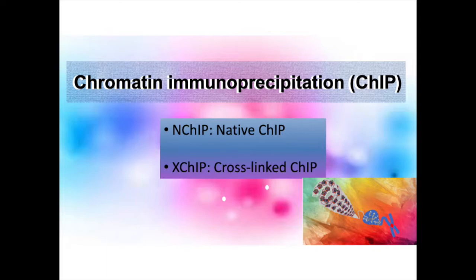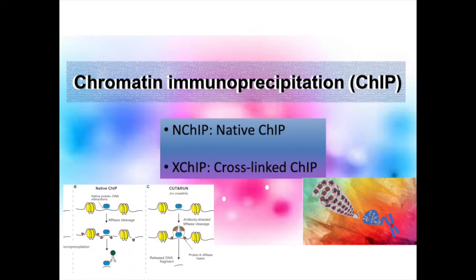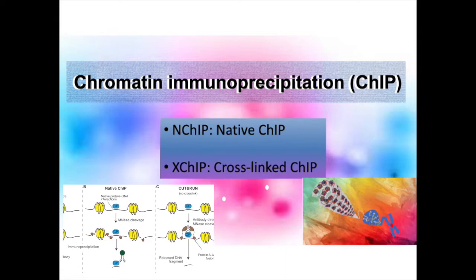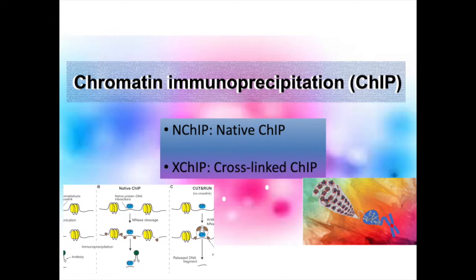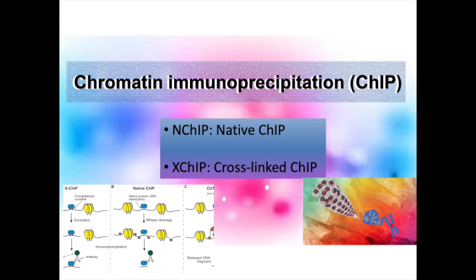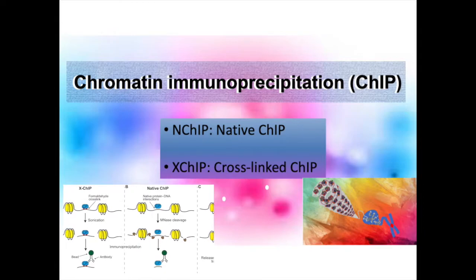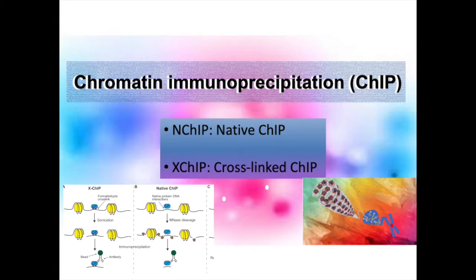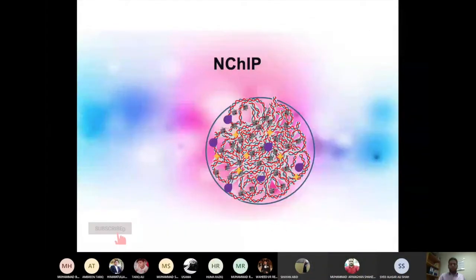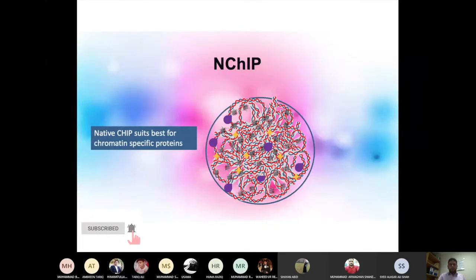Chromatin immunoprecipitation, or ChIP, has two different categories. One is called native ChIP, or NChIP, and another is called cross-linked ChIP, or XChIP. Native ChIP means you want to target the proteins which are abundantly present with chromatin, and because they have a natural affinity to bind with the chromatin and DNA, you do not want to disturb this interaction using different chemicals.